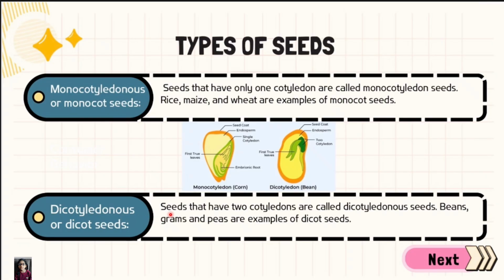Dicotyledonous seed. Seeds that have two cotyledons are called dicotyledonous seeds. Beans, grams, and peas are examples of dicot seeds. Here we can see in the picture beans. It has two cotyledons. So it is an example of dicot seed.